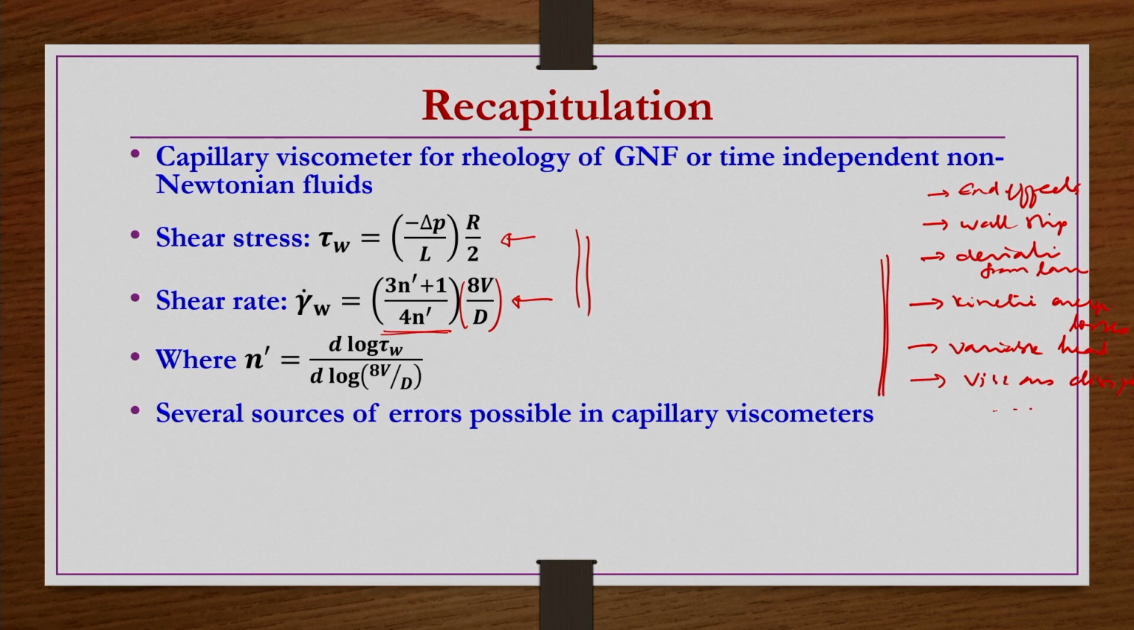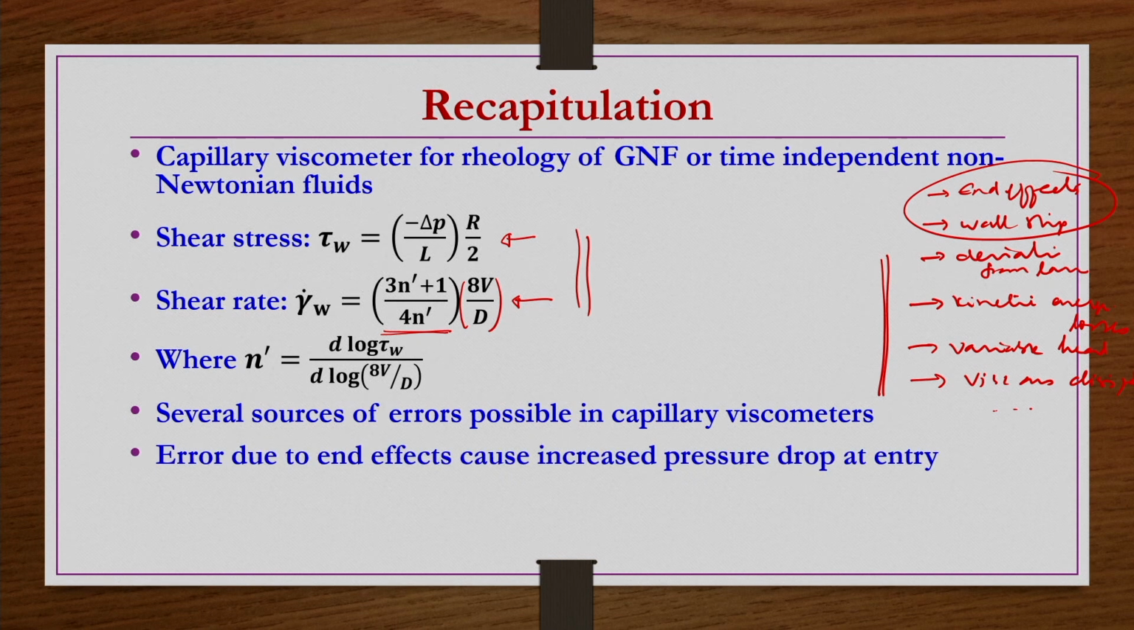Some of these errors may be minimized, or we can get rid of some of them by making small changes in the design, or by operating in such a way that some of these errors are negligible or even completely disappear. That is possible, but we have seen that end effects and wall slip effects are very essential. So we started with the end effects in the previous lecture. Because of the end effects, there is an increased pressure drop at the entry because of the sudden contraction of the flow area.